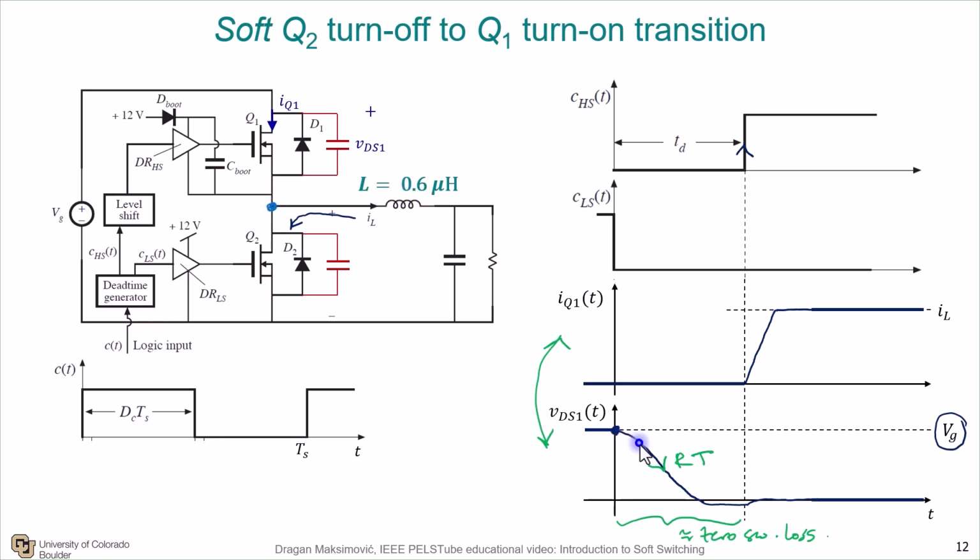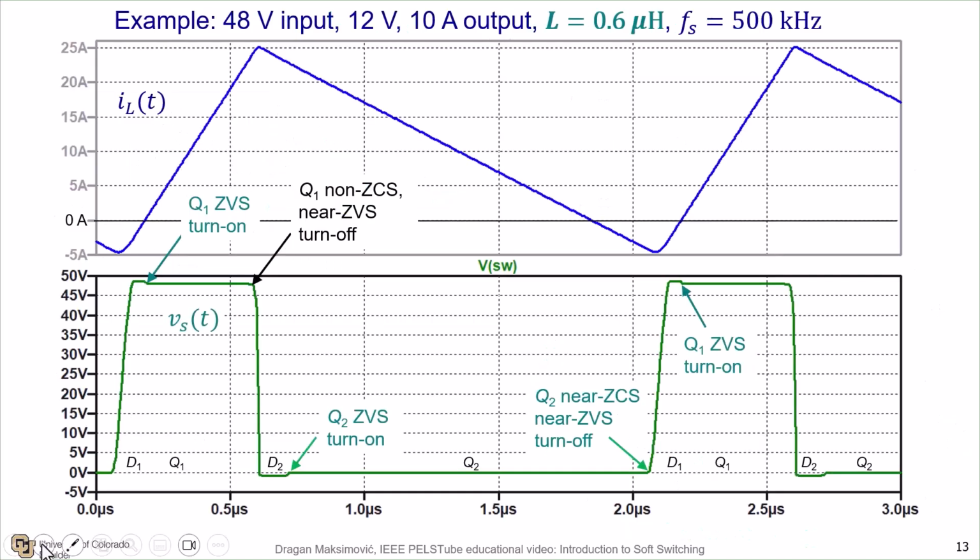That's the resonance described by this waveform here, dropping VDS voltage from the DC voltage down to 0, upon which we can execute a zero voltage turn on of Q1. Right. So now in the soft switching case, here again the full set of simulation waveforms.